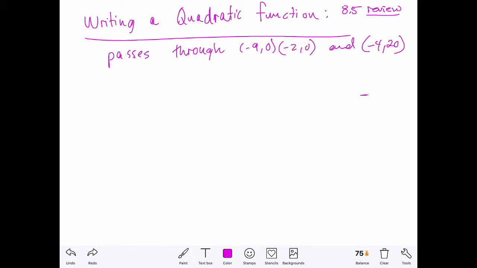Okay, Algebra 1, let's look at the last part of 8.5, and then after this we're going to review, which means we'll go to some review problems. So when we're writing a quadratic function, we want to look at this information. For example, might give us the problem.